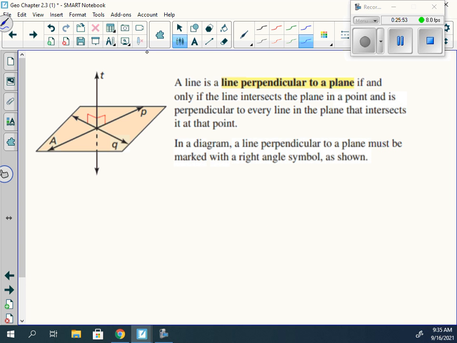A line is perpendicular to the plane if and only if the line intersects the plane in a point and is perpendicular to every line in the plane that intersects it at that point. So if a line through that point is perpendicular to the line going through the plane, then it will be perpendicular to the plane. In a diagram, a line perpendicular to a plane must be marked with a right angle symbol as shown. Then we can know that they are perpendicular. Questions on this here?